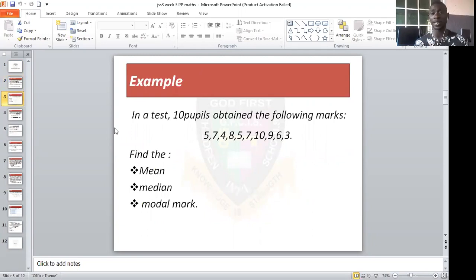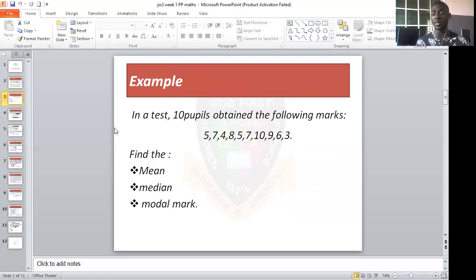So I would like to take you through what you've learned in your previous classes, your basic knowledge about mean, median and mode. Look at this. In a test, 10 pupils obtained the following marks. Like in a class, a test is given, and the scores of 10 students are 5, 7, 4, 8, 5, 7, 10, 9, 6, and 3. Obviously, this is raw data. We call them raw data because they are not well arranged. The question says find the mean, the median, and the modal mark.